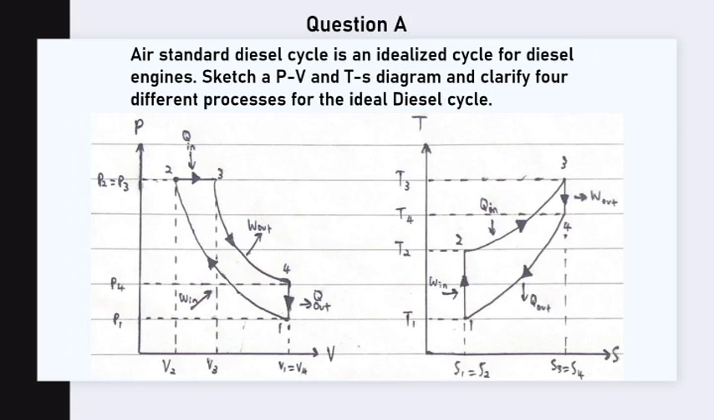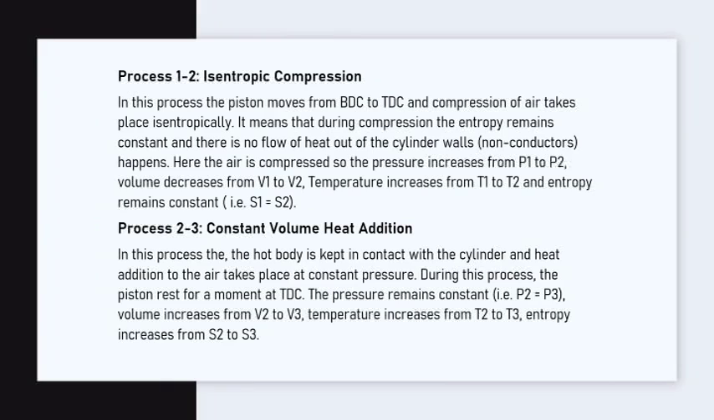Question A. This is the PV diagram and TS diagram. Process 1 to 2: isentropic compression. In this process, the piston moves from BDC to TDC and compression of air takes place isentropically. It means that during compression, the entropy remains constant and there is no flow of heat out of the cylinder walls. Here the air is compressed, so the pressure increases from P1 to P2.